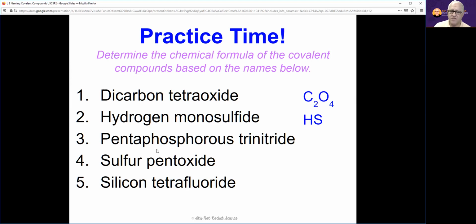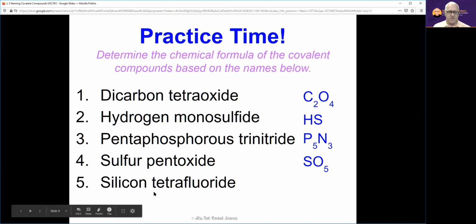Pentaphosphorus trinitride. Penta is 5, phosphorus is P, so P5, N3. Here we have another one, sulfur pentoxide. Well, there's no prefix in front of sulfur, so it's going to be a single S, right? And pentoxide, penta is 5, oxygen is O, so this is going to be SO5. And again, you're looking at these, and these are non-metals.